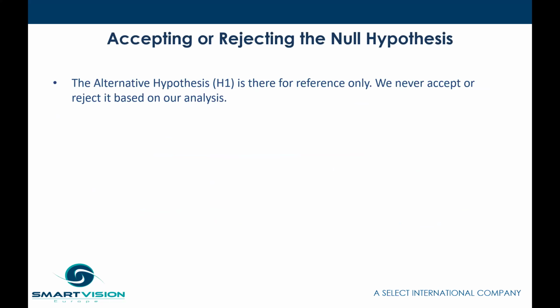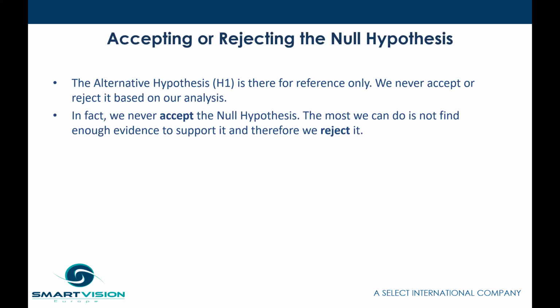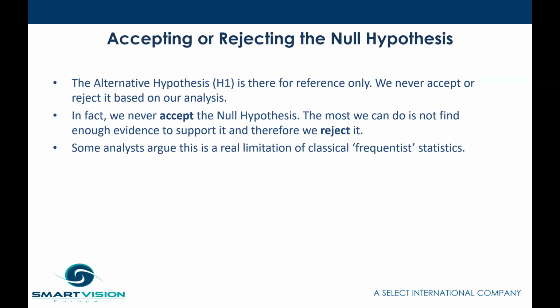The alternative hypothesis, H1, is there only for reference. We never accept or reject it. It doesn't really enter the picture. In fact, we never even accept the null hypothesis. It's entirely one-directional. The most we can do is not find enough evidence to support it, and therefore we reject it. Some analysts argue that this is a limitation of classical frequentist statistics. As you'll see in the next webinar, Bayesian analytics has a slightly different approach to this.